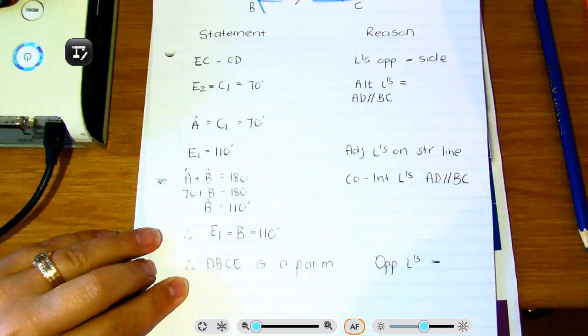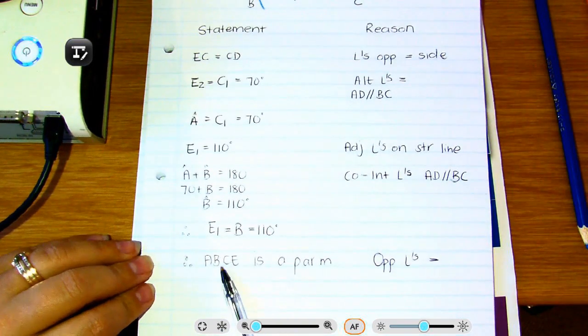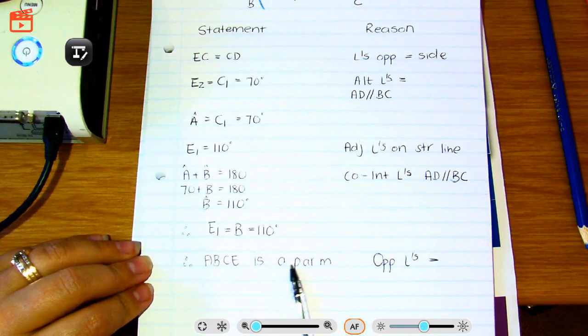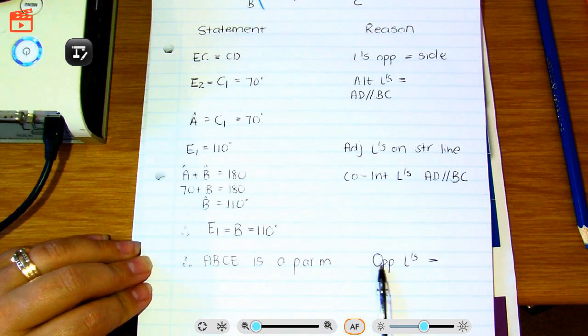Is that working out there? So you can see ABCE is a parallelogram, and your reason is opposite angles are equal.